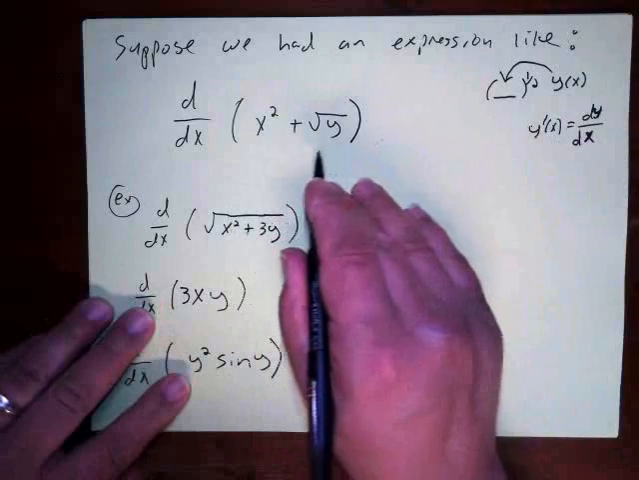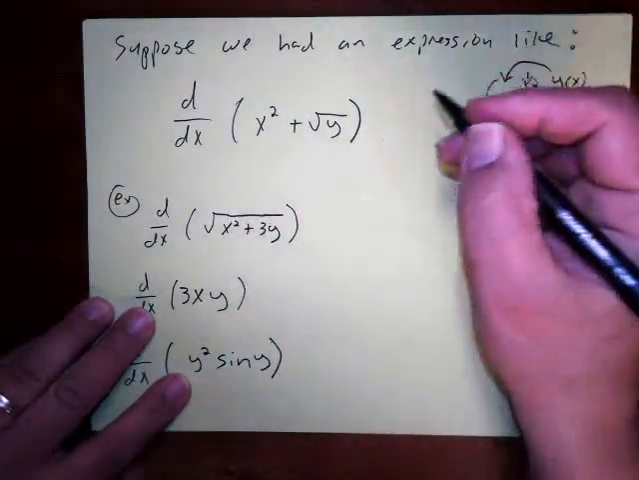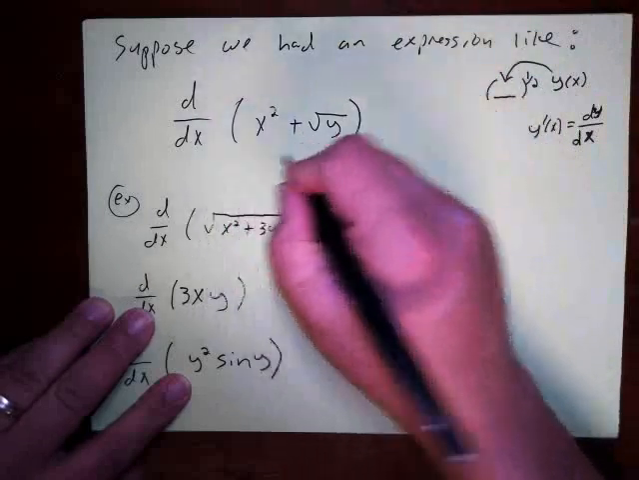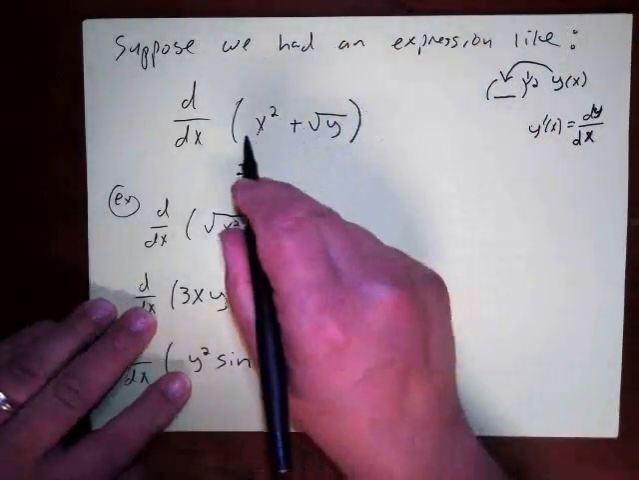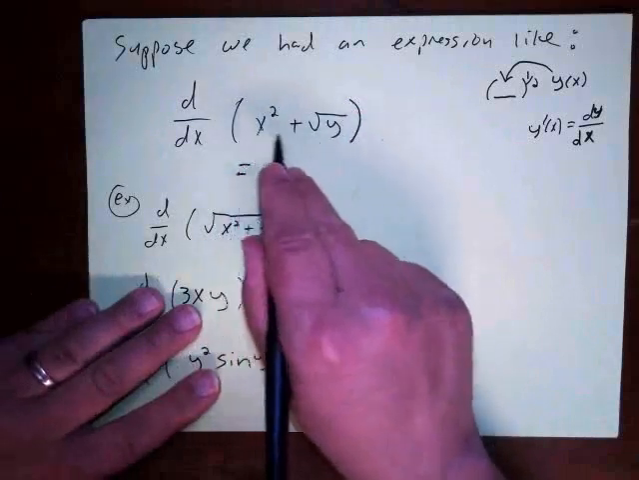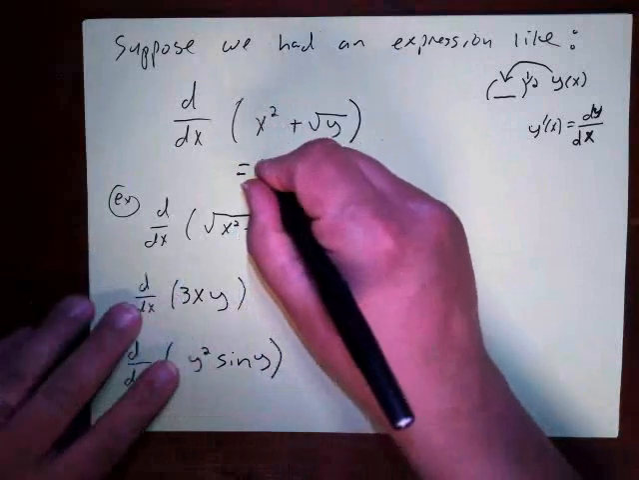So to take this derivative, I'm going to run out of room here, so I'm going to write it down here. I'm going to take the derivative of each piece. I'm going to split the derivative up over the sum, and maybe I'll write that out.